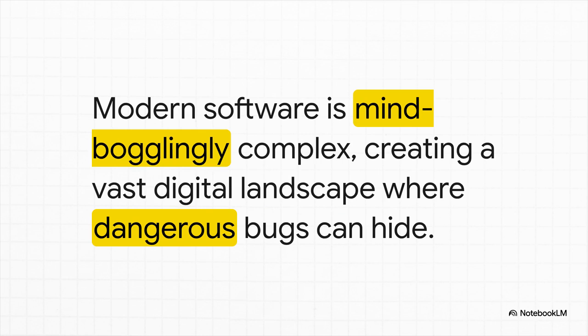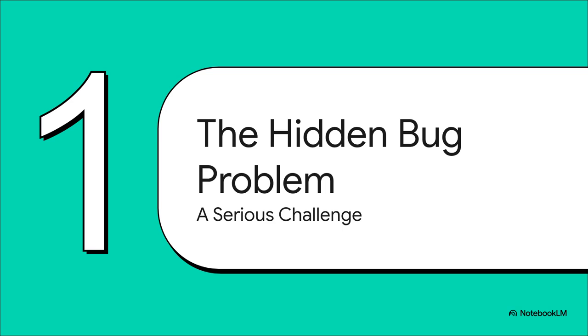Modern software has millions of lines of code. It's this enormous, sprawling digital landscape. And finding one tiny, dangerous bug in all of that is a monumental task. And we're not just talking about a minor glitch here and there. These hidden bugs are a huge, ongoing problem for pretty much the entire tech world.